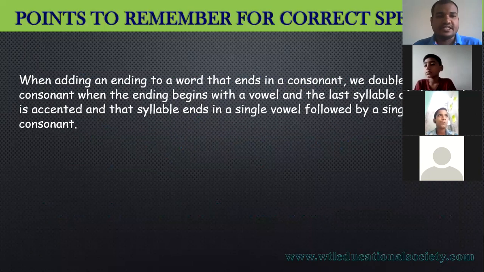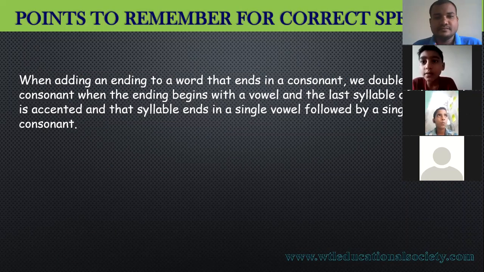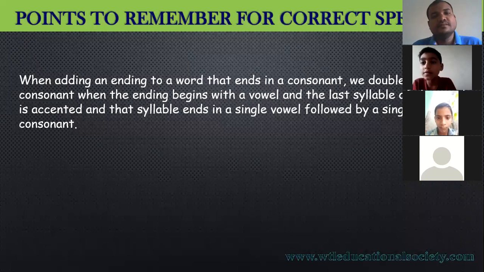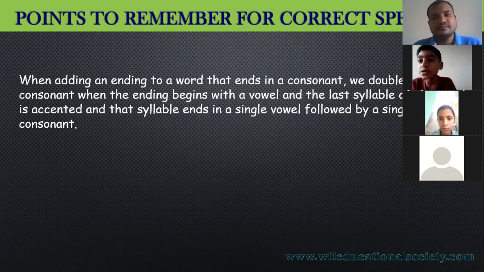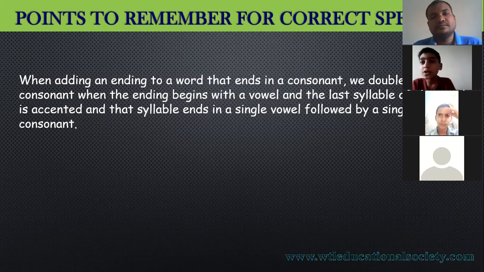Right, Rishikesh, read it out. When adding an ending to a word that ends in a consonant, we double that consonant when the ending begins with a vowel and the last syllable of the word is accented and that syllable ends in a single vowel followed by a single consonant. Good.